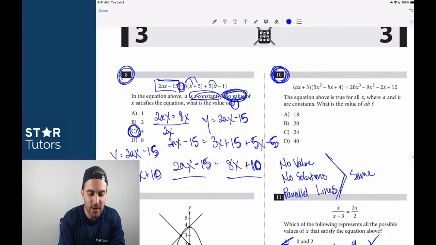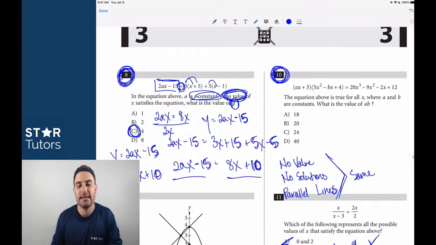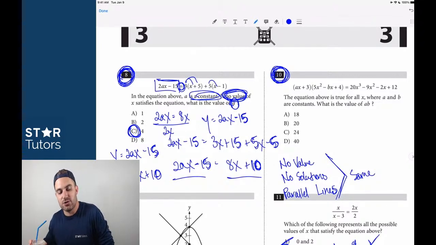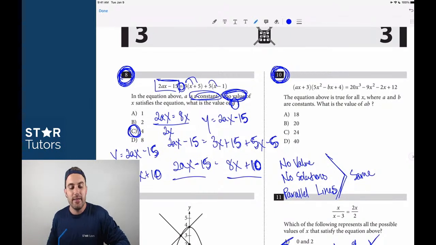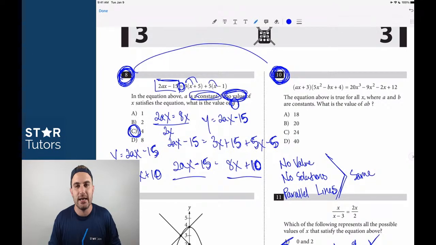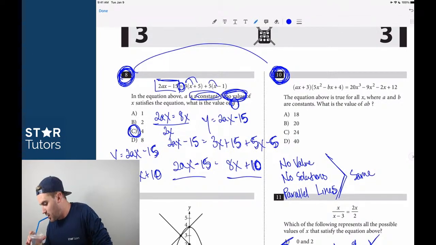But number 8 covers a lot of different topics, guys. So on test number 9, section 3, if you guys are interested in that, I highly encourage looking at number 8. That's a great question that not only gives you practice with linear equations, it also gives you practice because number 8 is the same question as number 10, but number 10 is an exponential, a parabola equation.